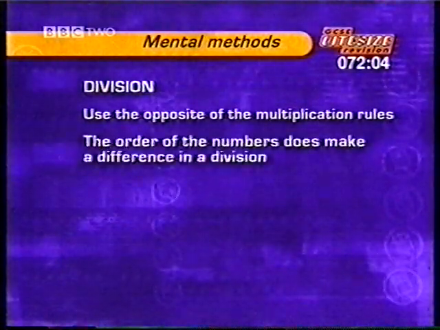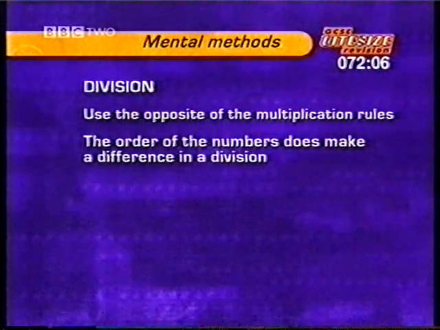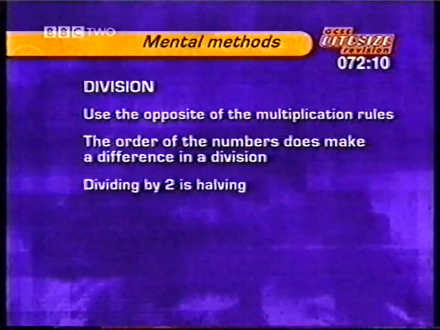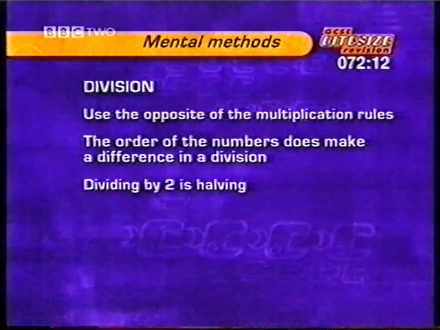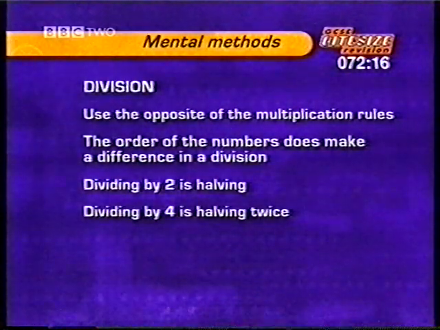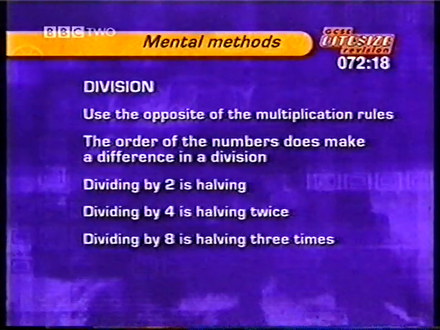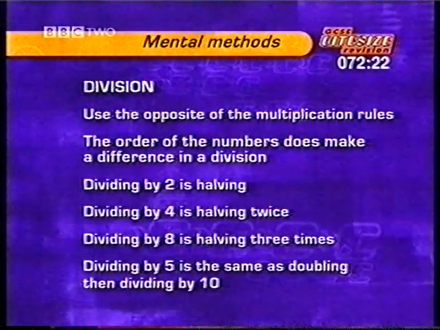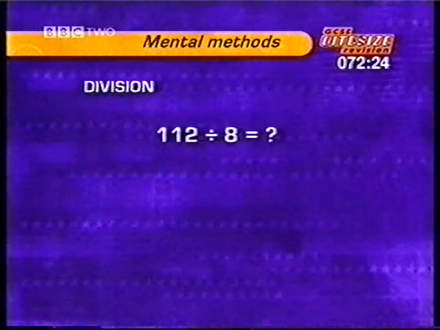For division, you can use the opposite of the multiplication rules, but unlike multiplication, the order of the numbers does make a difference to a division calculation. So dividing by 2 is halving, by 4 is halving twice, and by 8 is halving 3 times. Also, dividing by 5 is the same as doubling, then dividing by 10.